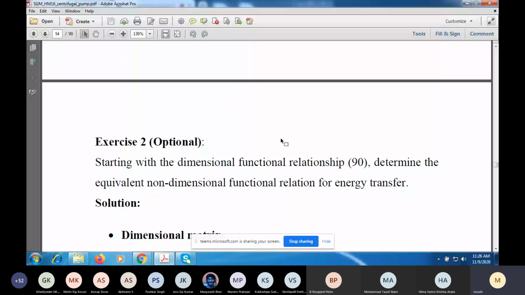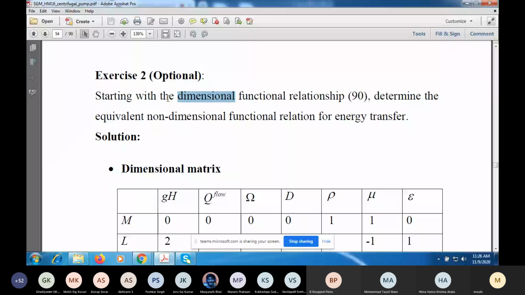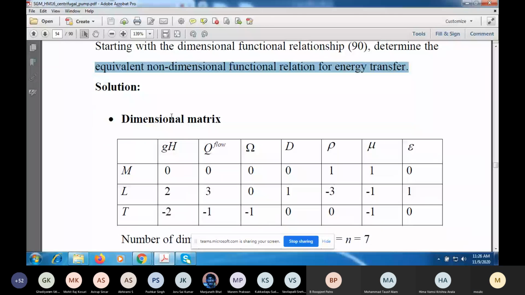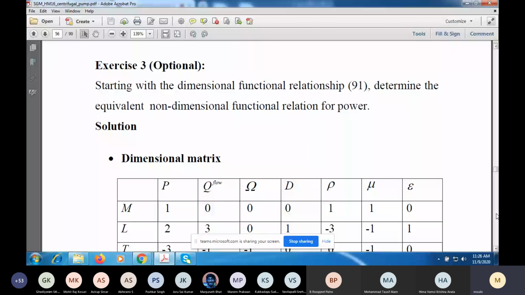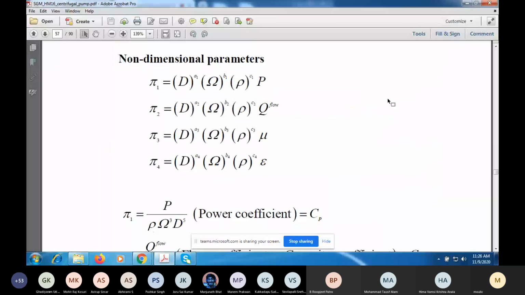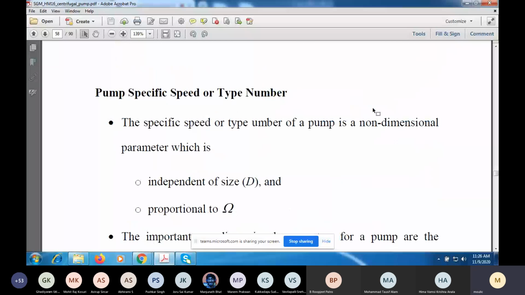Now this I have left as an optional exercise. You can start with the given functional relationship in dimensional form and determine the equivalent non-dimensional functions using the method of repeating variables, which you have studied in your second year. So I left it as 2 optional exercises, one for the head and one for the power. Now, another important non-dimensional quantity is what is called the specific speed, or some people call it the type number.